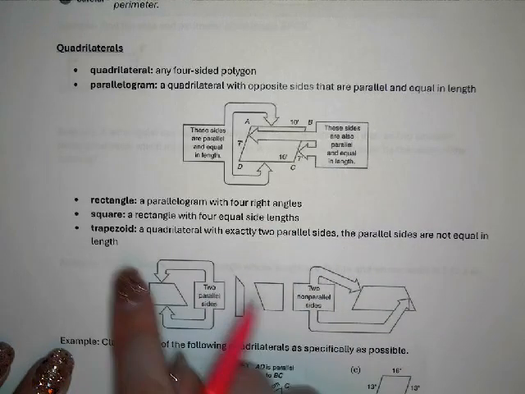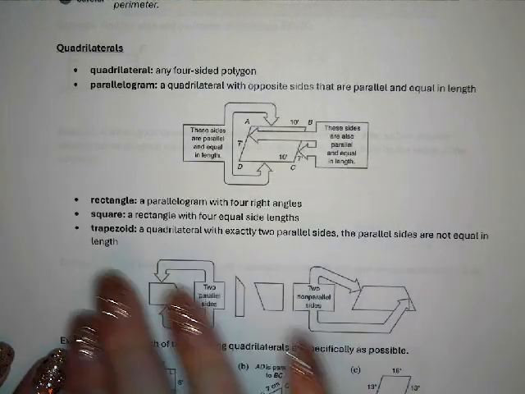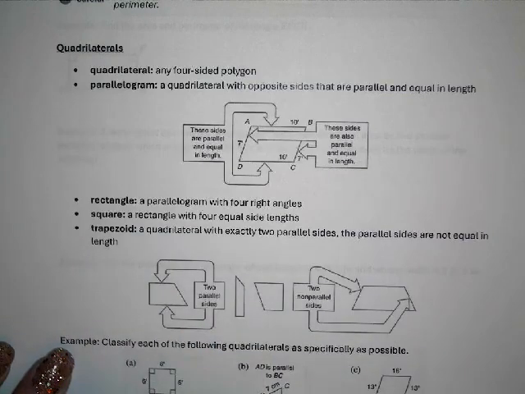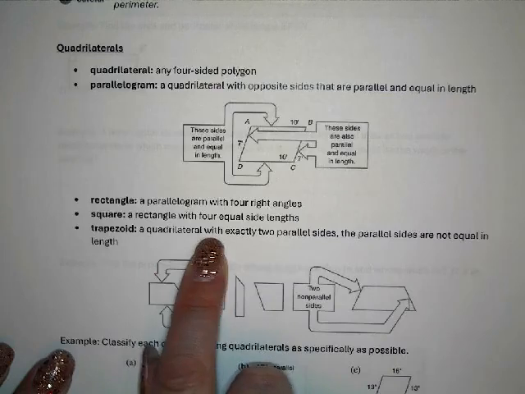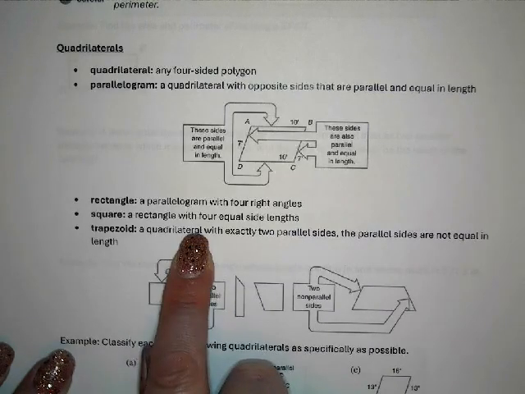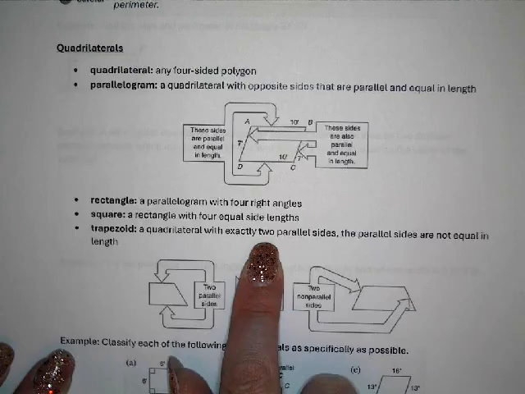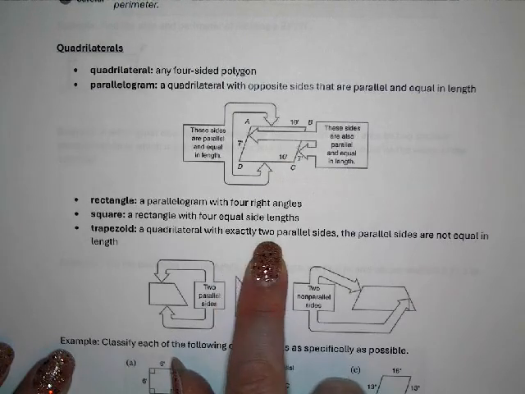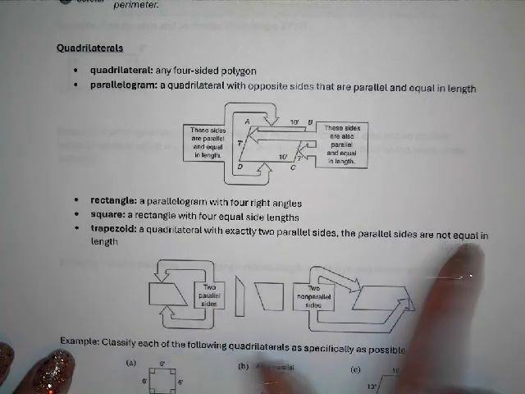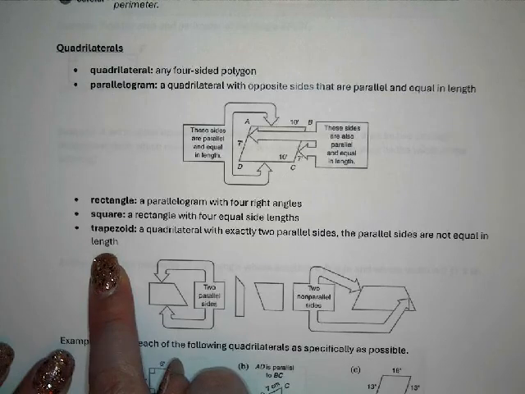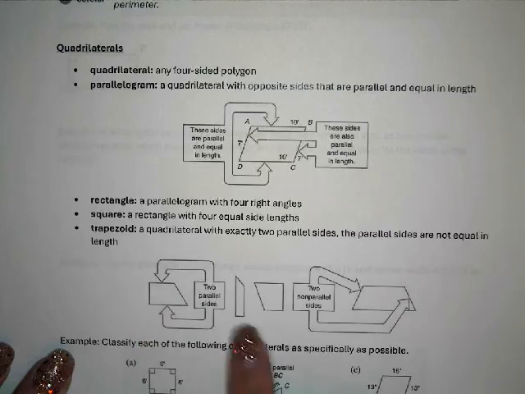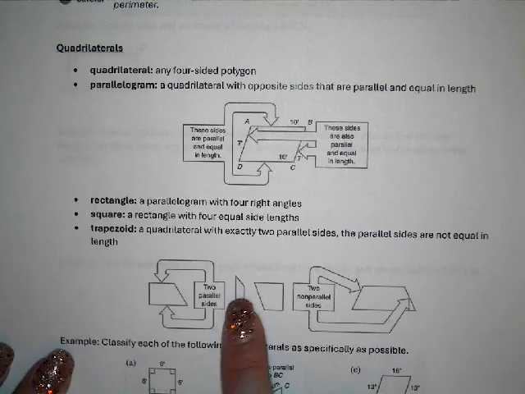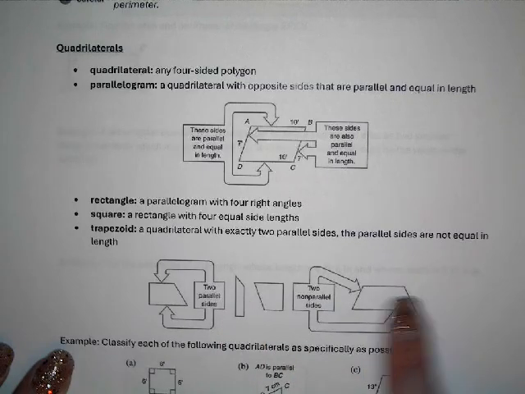And then we have a trapezoid, which is not a square, is not a rectangle, is not a parallelogram. A trapezoid is a specific type of 4-sided shape. It's a specific type of quadrilateral where it has 2 parallel sides and only 2 parallel sides. And the 2 parallel sides are not equal in length. So you might see them like this, where they're the top and the bottom, or you might see it like this, where they're the left side and the right side. So you're always going to see 2 parallel sides and then 2 non-parallel sides.